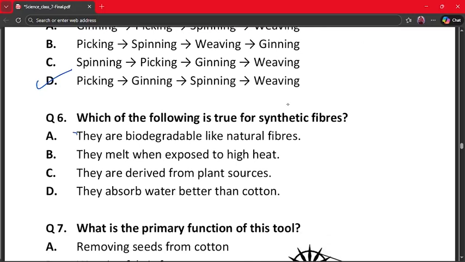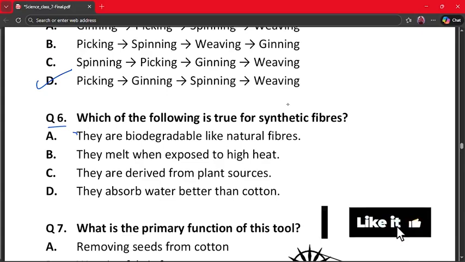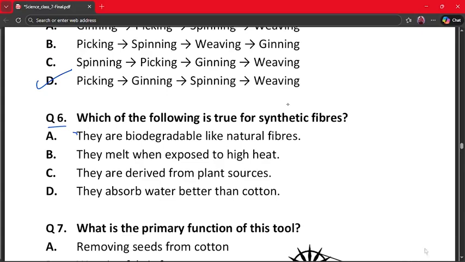Next question is question number 6. Which of the following is true for synthetic fibers? A. They are biodegradable like natural fibers. B. They melt when exposed to high heat. C. They are derived from plant sources. D. They absorb water better than cotton. The correct answer is option B.